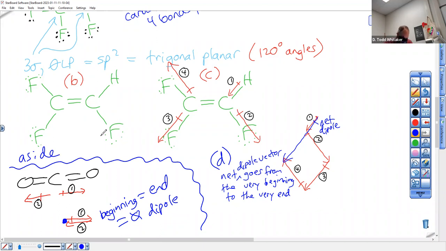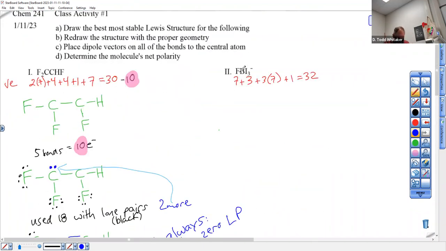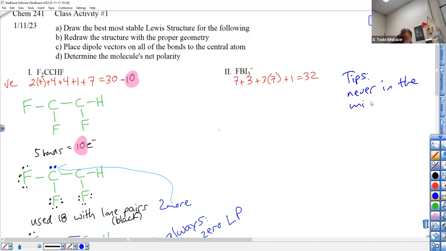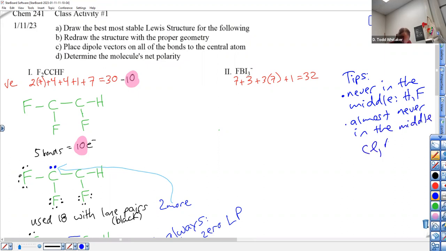And make sure you know that's unrelated and aside. And we got to go upstairs for our other molecule, the iodine one. What was in the middle? Yeah, don't put fluorine in the middle, like ever. So tips. Never in the middle, HF. That's one. Almost never in the middle, the other halogens. Very rare.